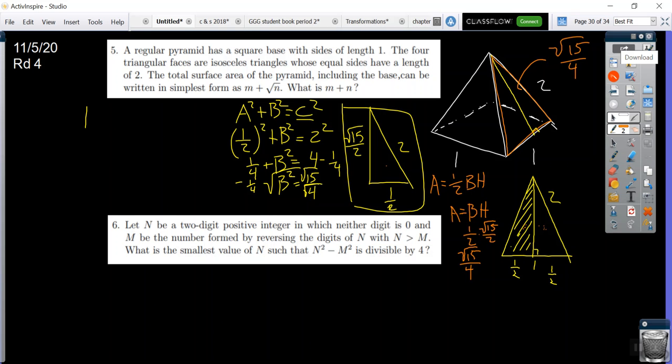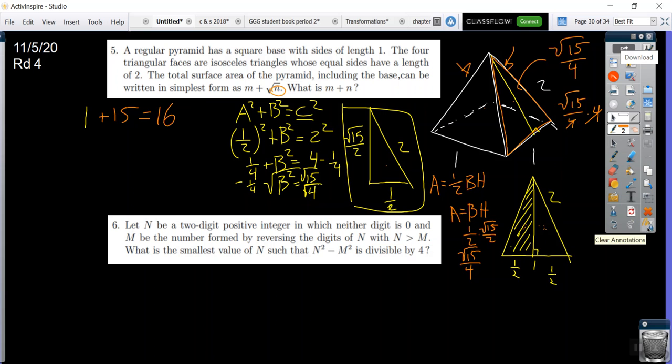And I have 4 of them, right? 1, 2, this one here, 3, this one here, 4. So square root of 15 over 4 times 4 is going to be, well, that just cancels out. It's the square root of 15. So n has to be 15, because m is just 1, right? So 1 plus 15 is 16. All right. So now let's take a look at the next problem, number 6.